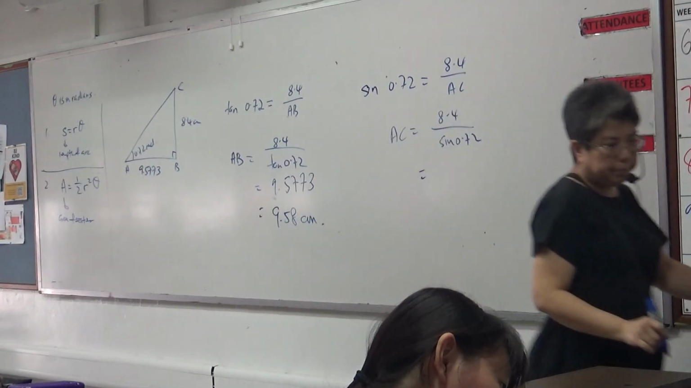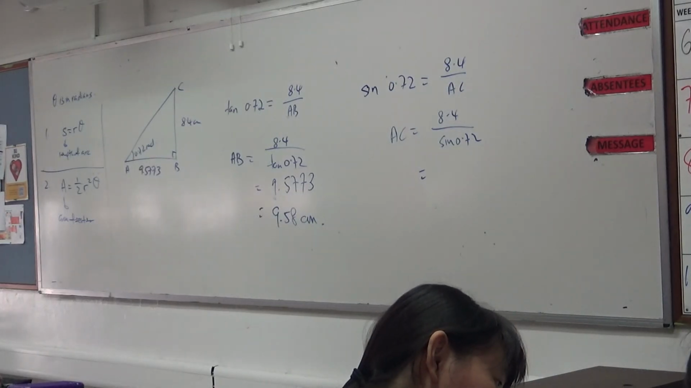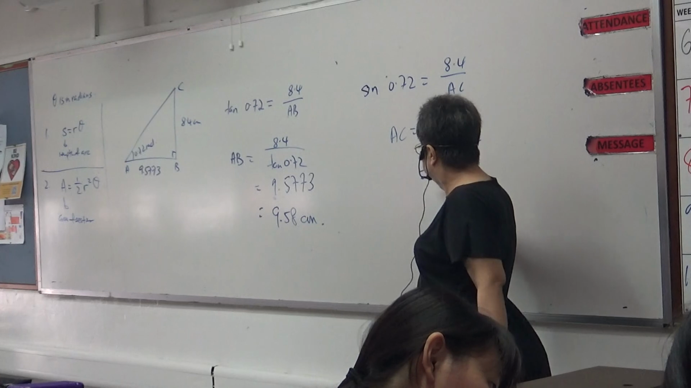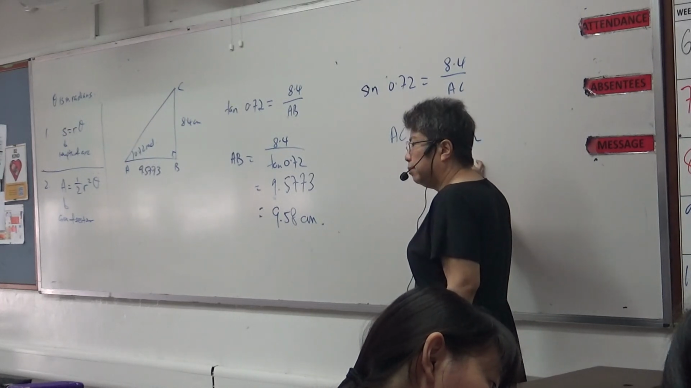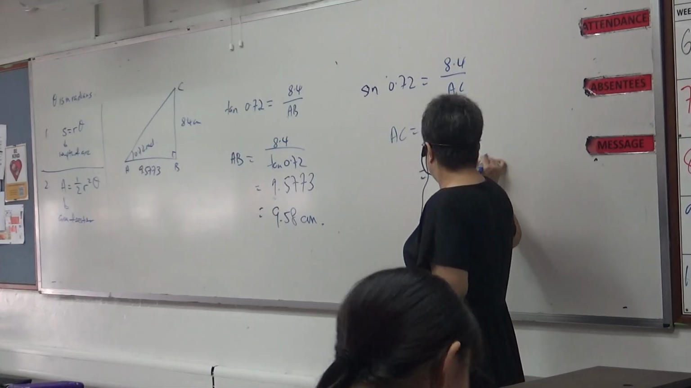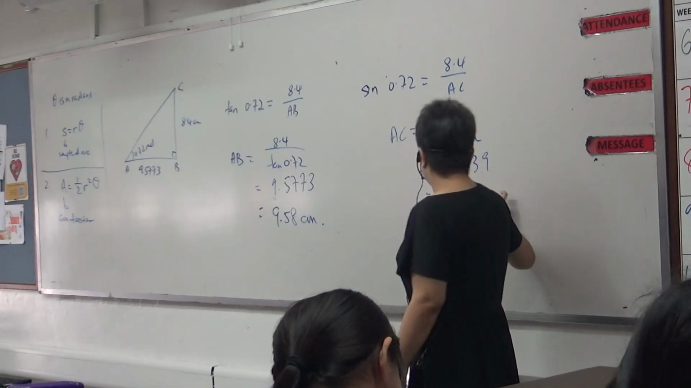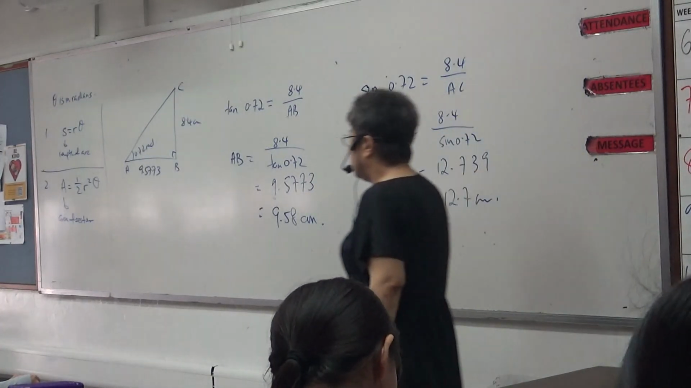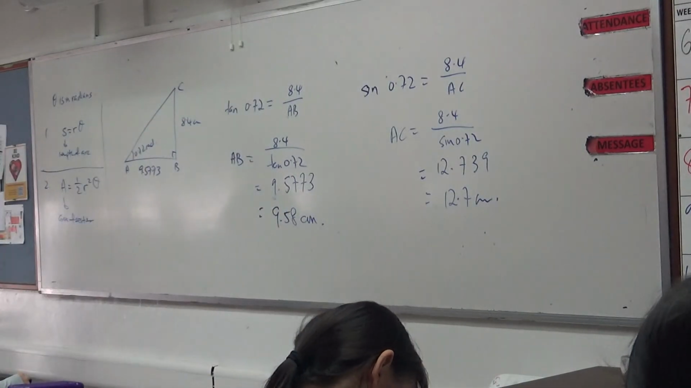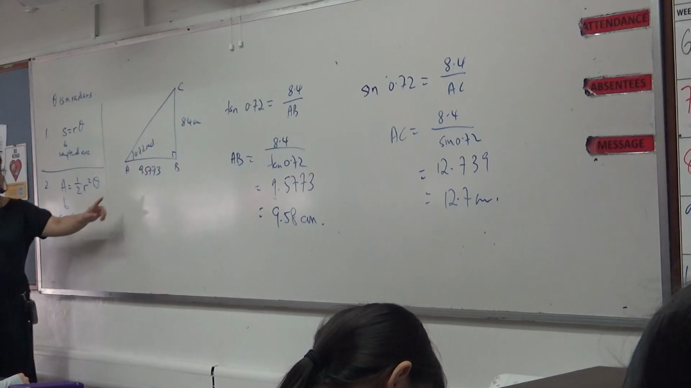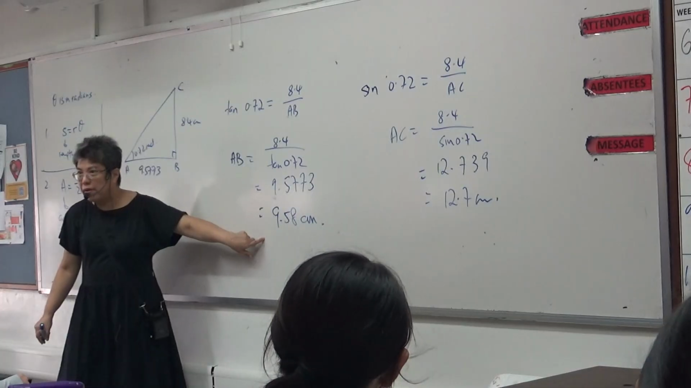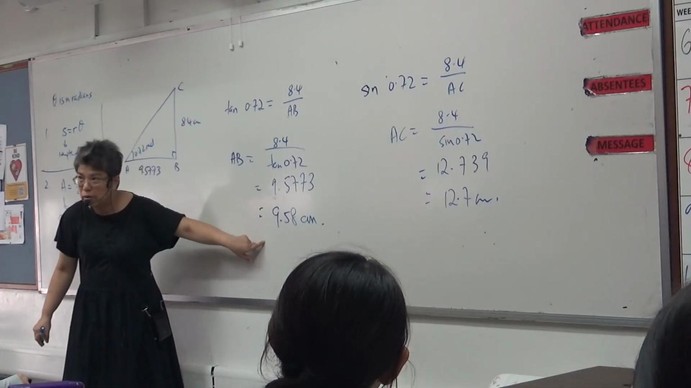Okay, key in for me. What's this answer? 12.739. Okay, so this is 12.7 cm. Can you see? Yes or no? Now, if let's say you want to use Pythagoras theorem, is it okay? Yes. But when you use Pythagoras theorem, you must use this one. You cannot use this one. Do you understand? This is a very, very serious mistake. Do not use the rounded off one.